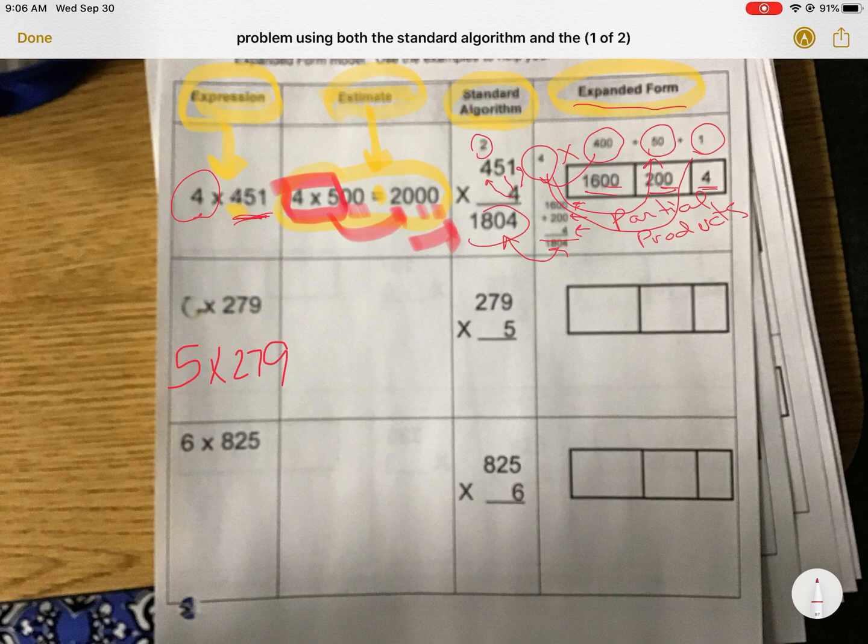Then I look, 1,804, is that close to 2,000? Is my product reasonable? Yeah, 1,804 is close to 2,000. I've probably done a nice job.